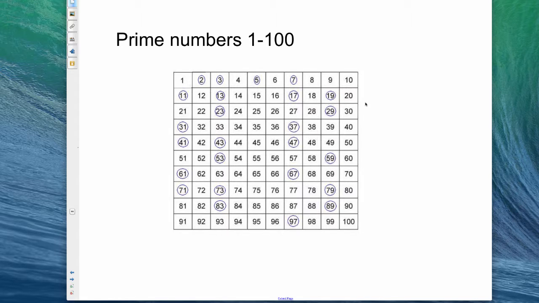So here we have a chart with prime numbers 1 through 100. All the prime numbers have been circled. Some of our basic ones: 2, 3, 5, 7, 11, 13, 17, 19. I don't think you'll have to work with anything too high on the list. But just for reference, you can find a nice list of prime numbers or a chart just like the one I have by doing a quick Google search for prime number charts.